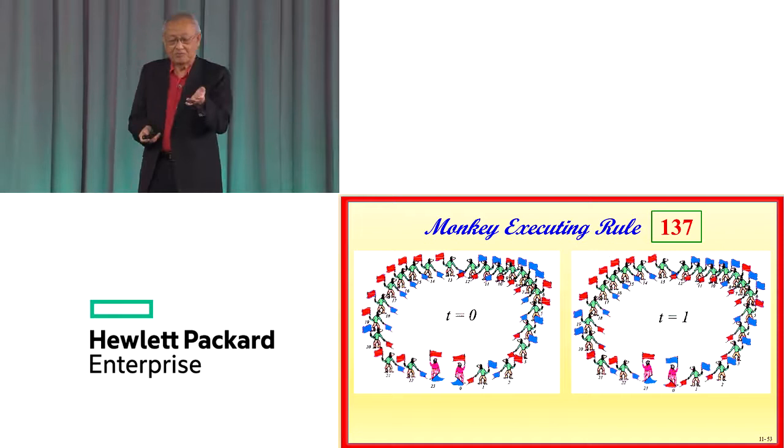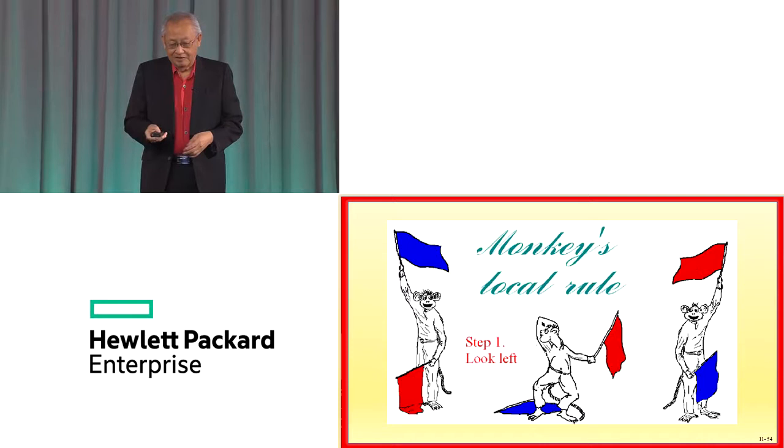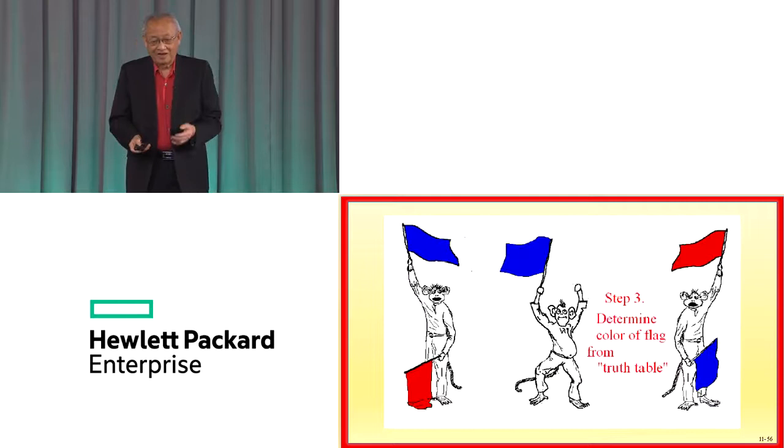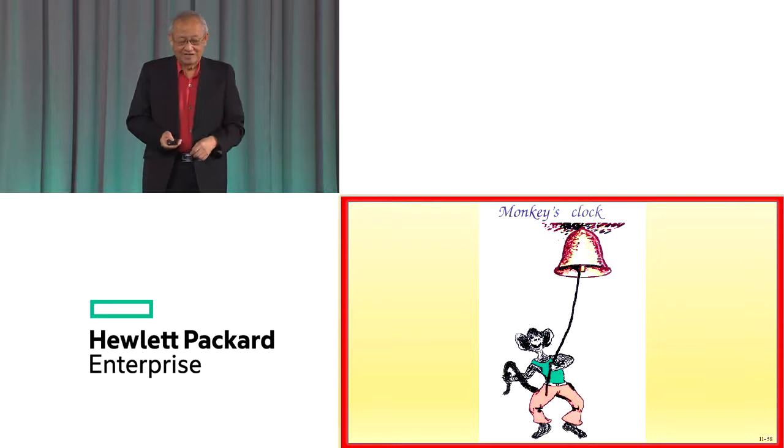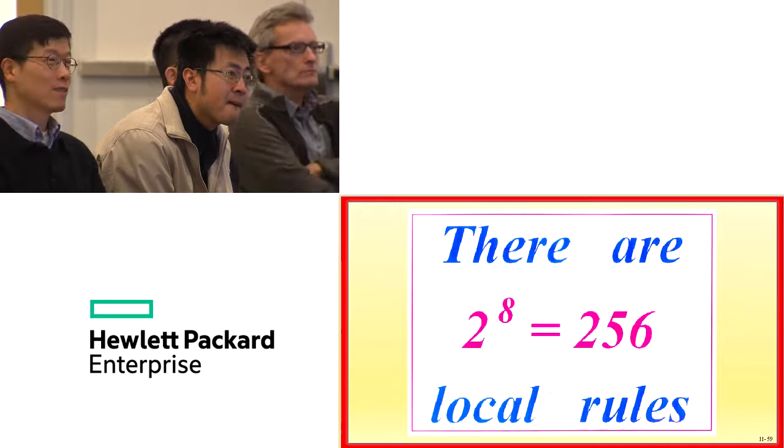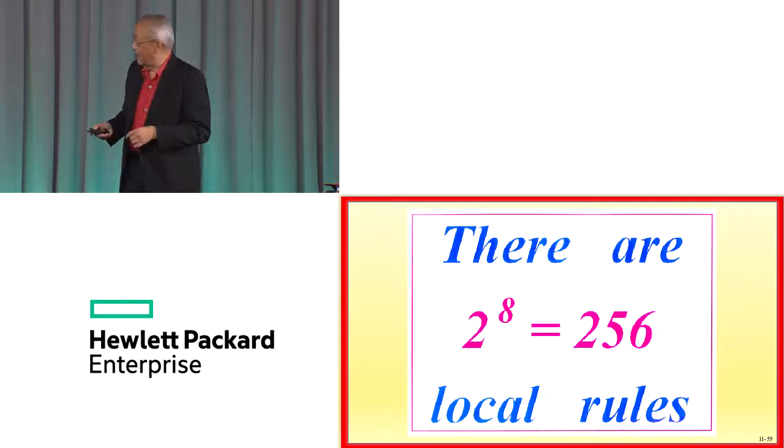So again, you look left, and you look right, so the kids will understand that. And then you look at yourself, and these three determine whether you fire or not. And then the clock is the monkey that rings the bell. Okay, so this is all kid stuff. There are 2^8, 256 local rules. Okay, and by the way, can I have a show of hands, how many of you know Gerhard Richter?